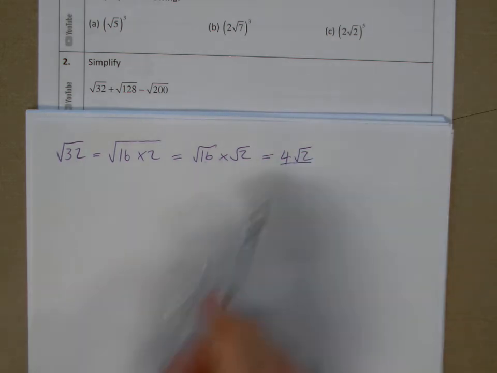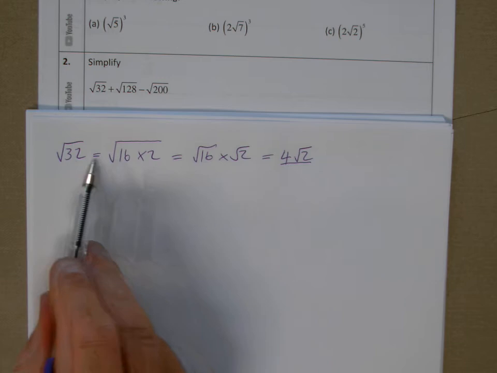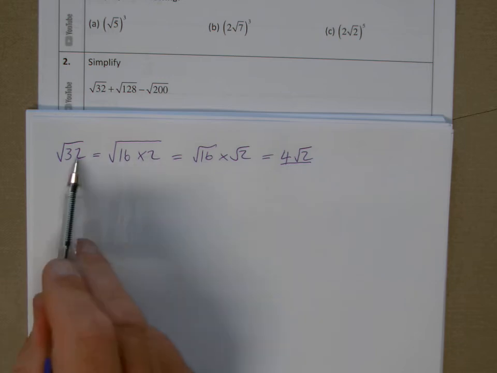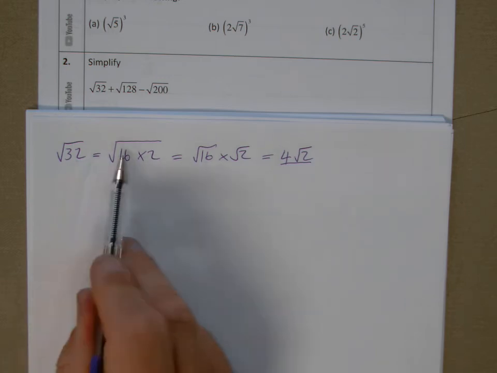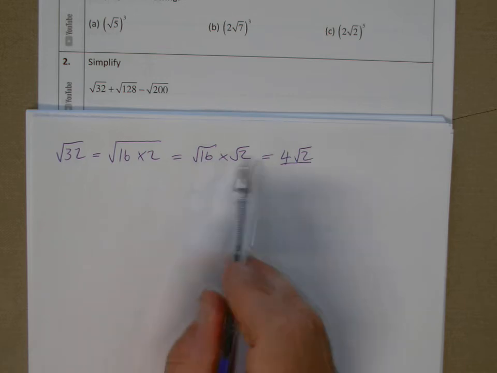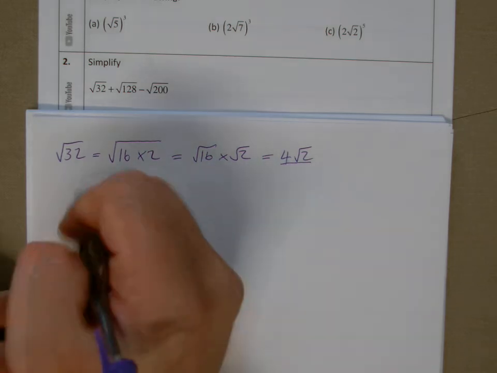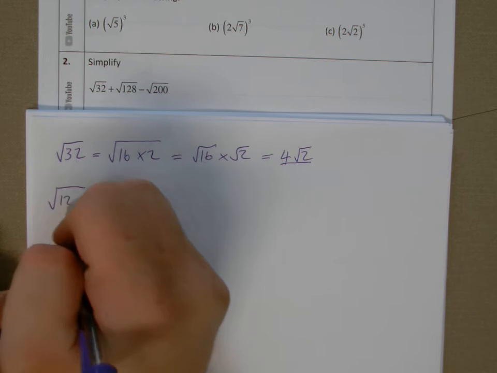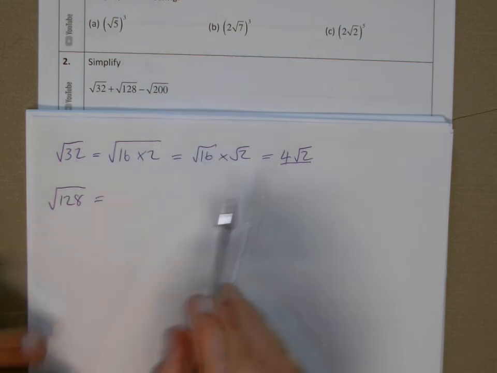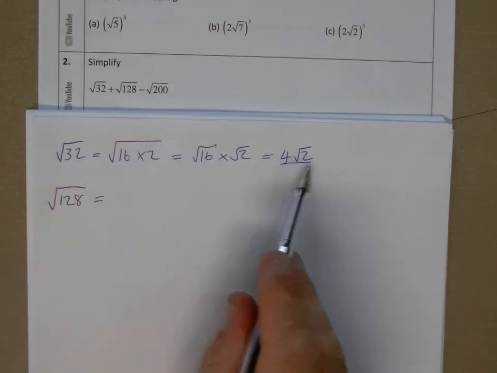A lot simpler. The surd is a lot simpler, and that was just looking for a pair of numbers that multiply to give 32, and one of them happens to be square. So we want to find one of them to be square, and 16 of course is a square number, so when you split up the surds you can square root it. We'll do the same now for 128. Remember what I said earlier, the idea is to get a common surd here. So 2 is what I want to get to for all of them.